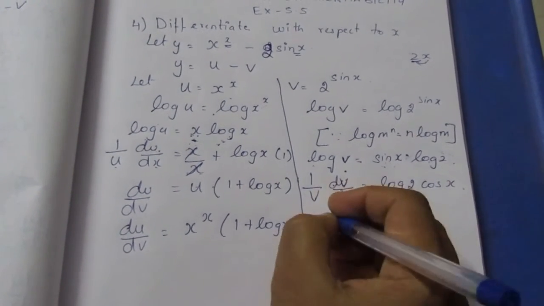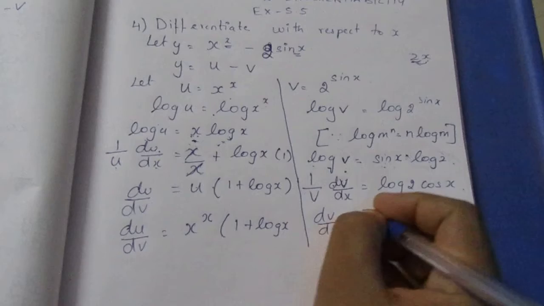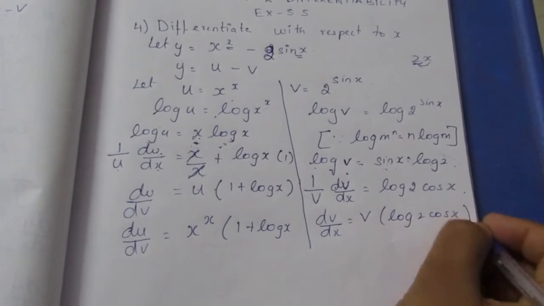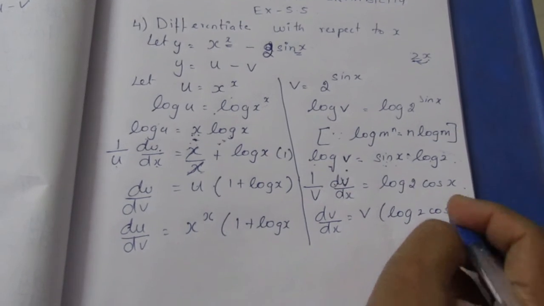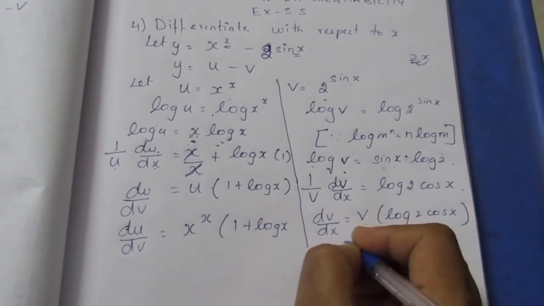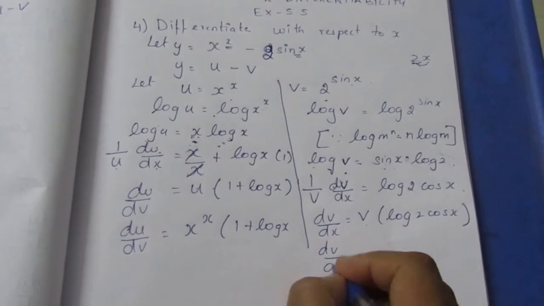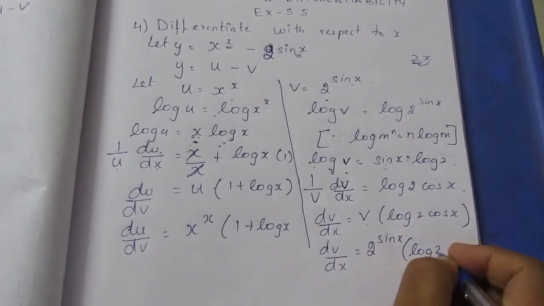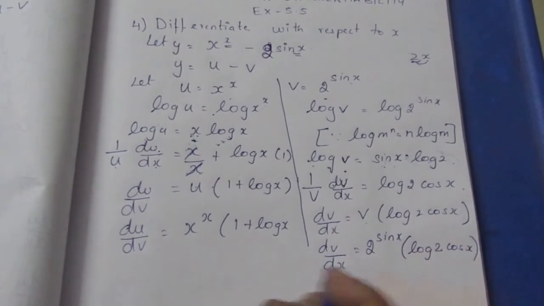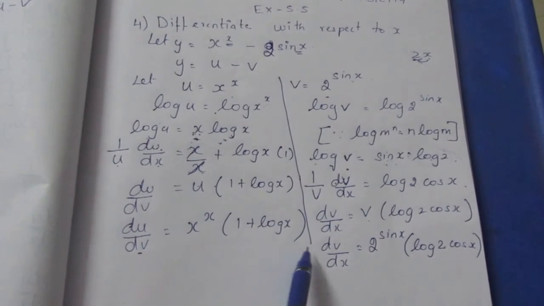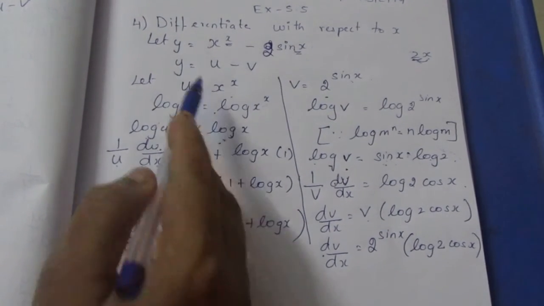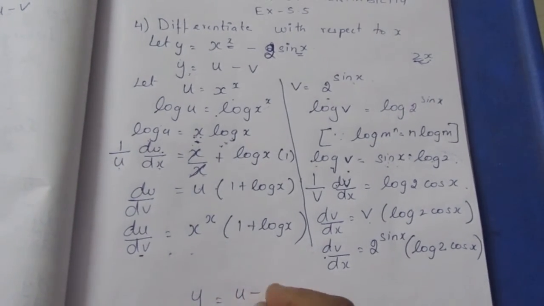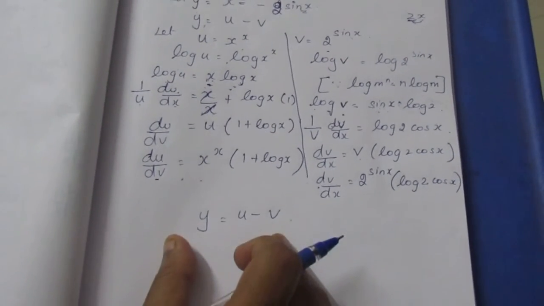Now we have completed this. So we want dv by dx. So dv by dx is v into log 2 cos x. v is 2 power sin x. So dv by dx is equal to 2 power sin x into log 2 cos x. We have found du by dx, we have found dv by dx, both we have found. We want to find y is equal to u minus v. Start differentiating the given question.